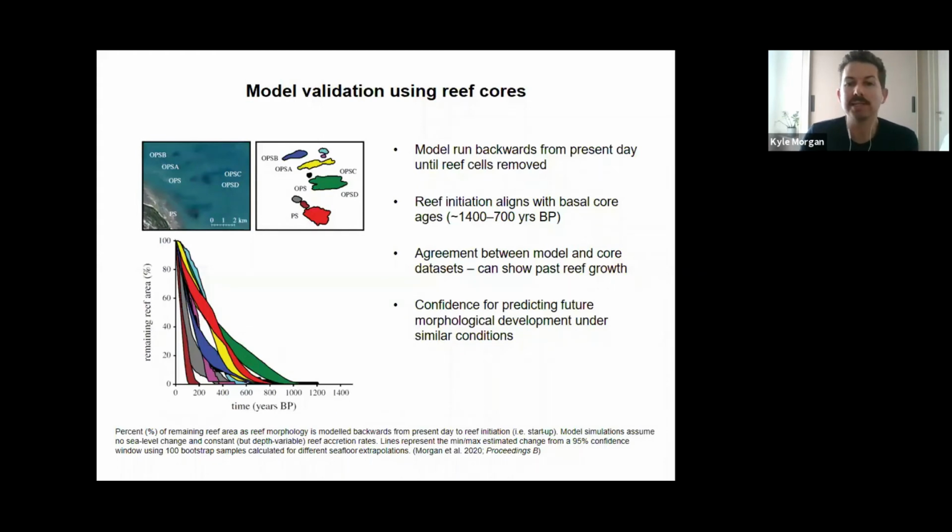By doing this, it gave us confidence that if we can grow them back to how they grew to the initiation, then we can start to project and predict future morphological change if we use them under similar environmental conditions and similar timescales.